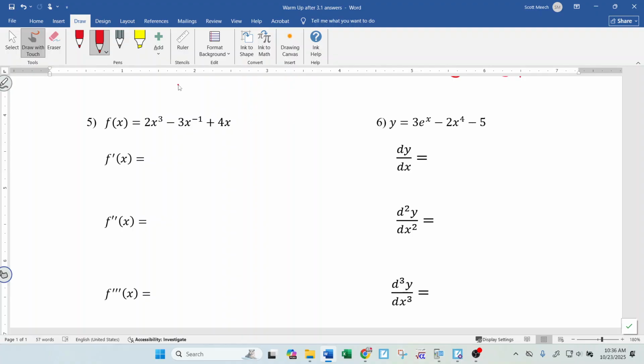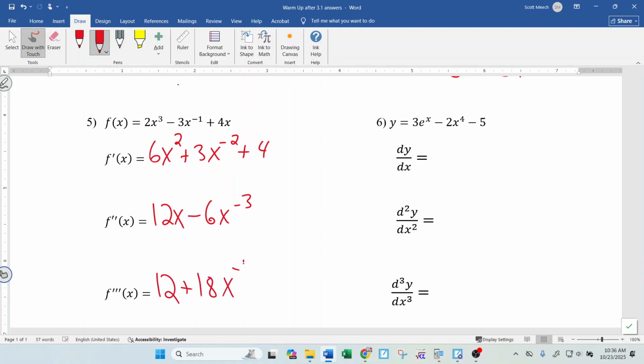And so your derivatives here, this would just be 6x squared plus 3x to the negative 2 plus 4. Next derivative, 12x minus 6x to the negative 3. And then 12 plus 18x to the negative 4. Or just 12. I think I said 12x.